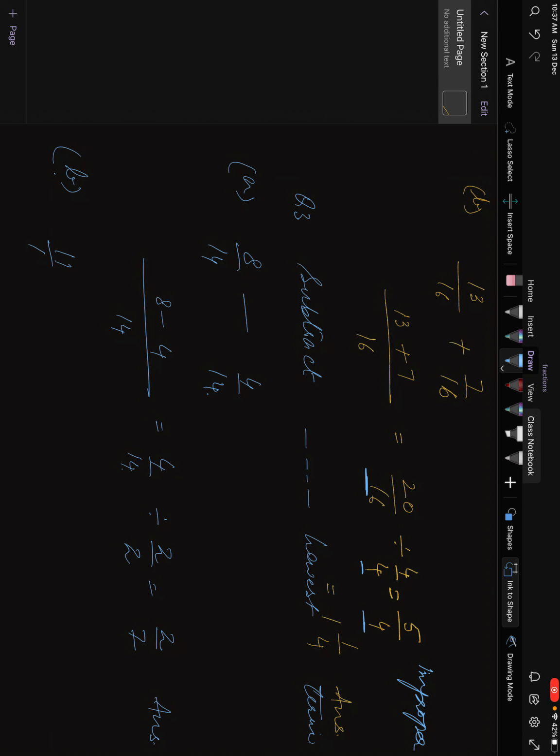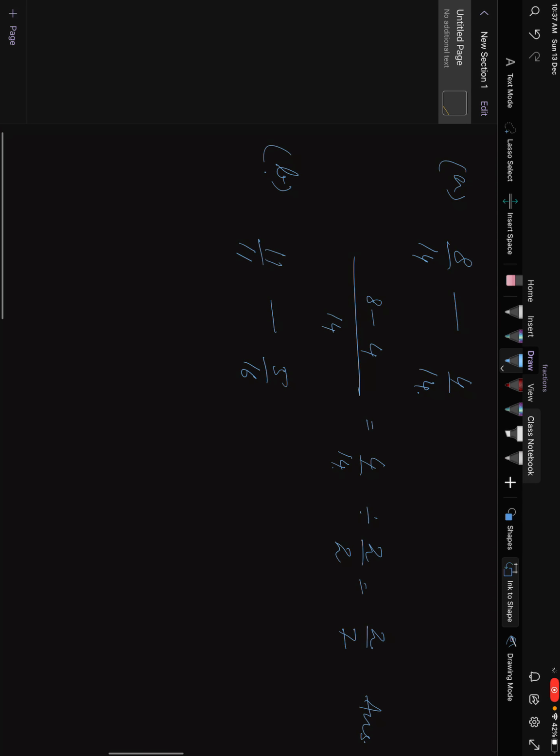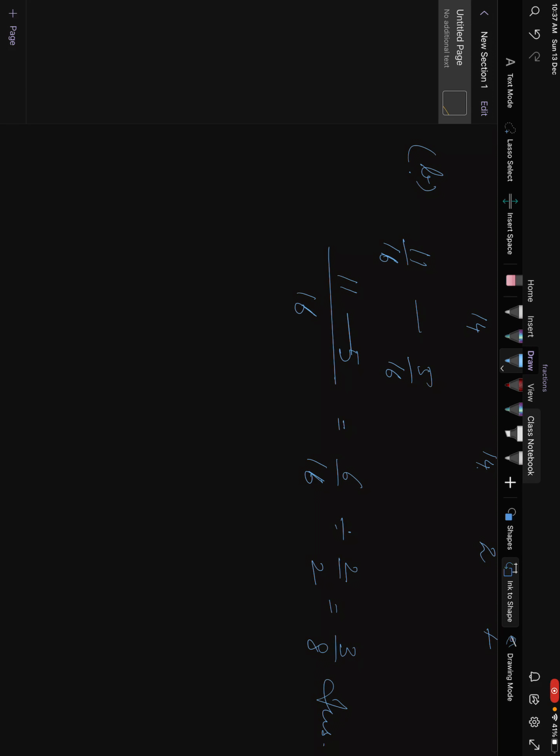B part, 11 upon 16 minus 5 upon 16. My denominator will be 16. 11 minus 5, 6 upon 16. Divided by 2, 3 upon 8. This is my answer. Right?